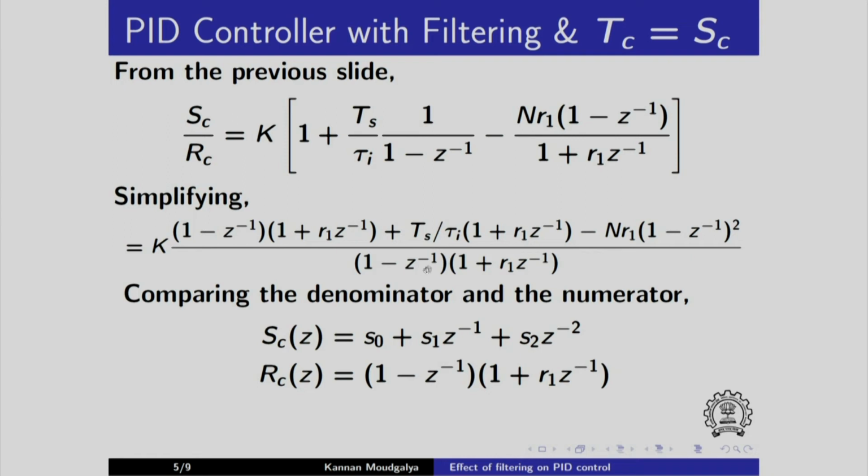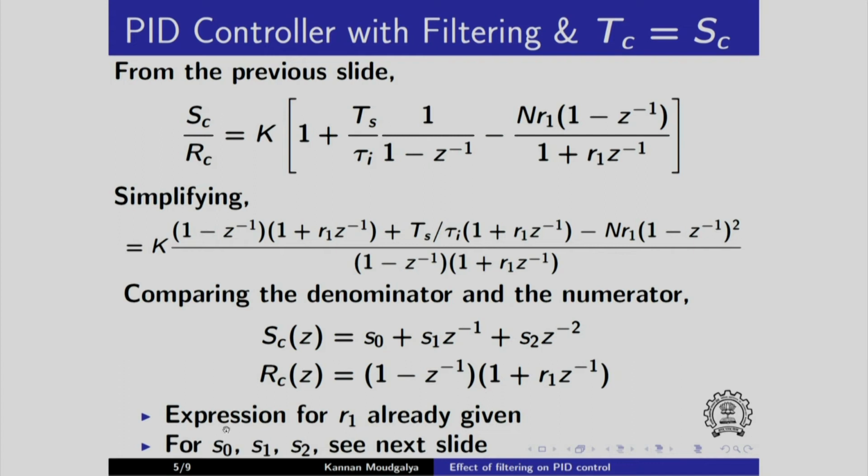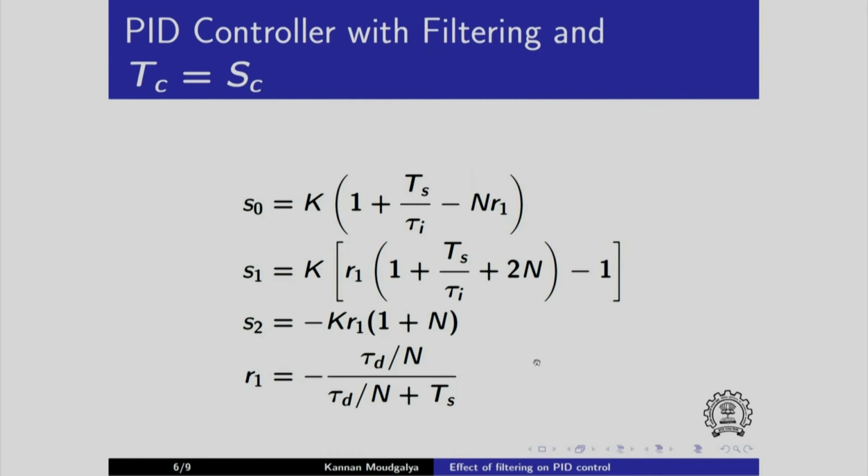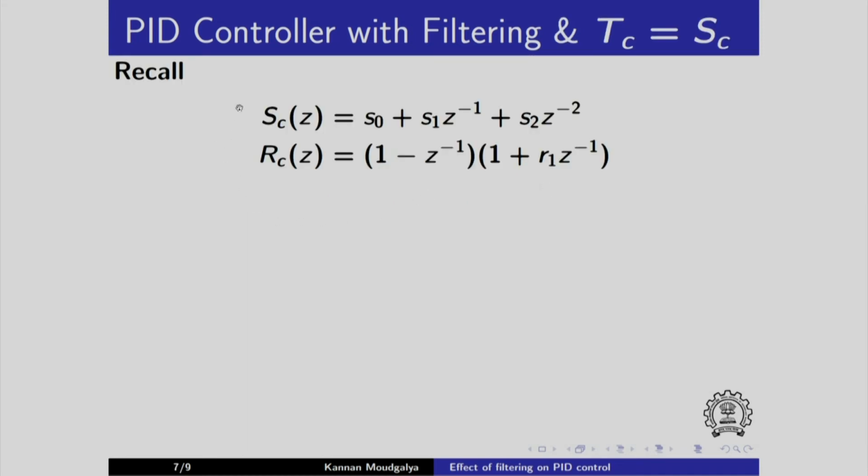For RC we have what you have in the denominator. In this expression for R1 is already given. I asked you to derive in the previous slide. The expressions for S0, S1 and S2 are given in the next slide. They are given here. I would want you to derive every one of these terms. So we start with SC and RC here.